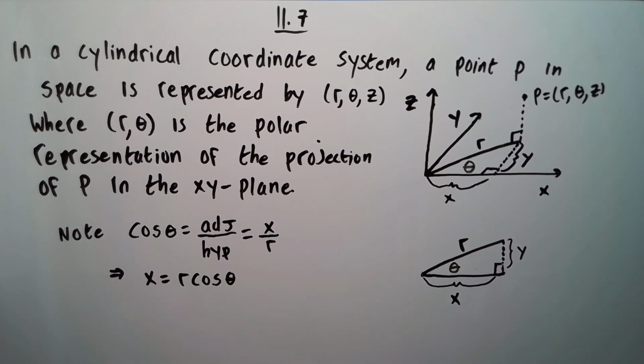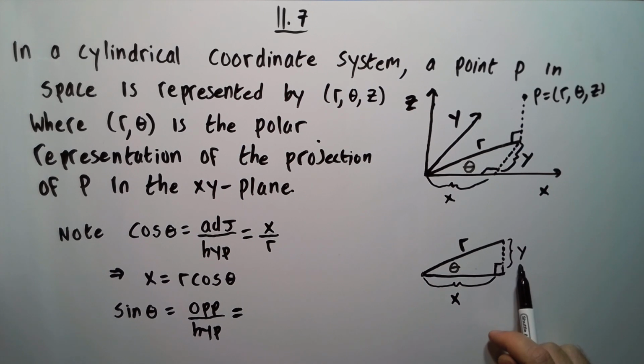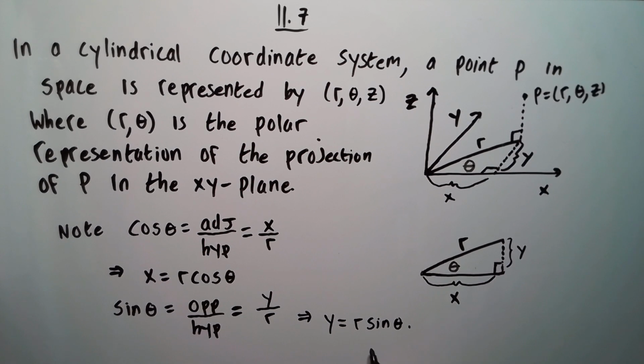Now let's look at the sine of theta. The sine by definition is opposite over hypotenuse, and the opposite would be y in my triangle here. So it'd be y over r. I could then solve this for y by multiplying both sides by r, and we get y equals r sine theta.